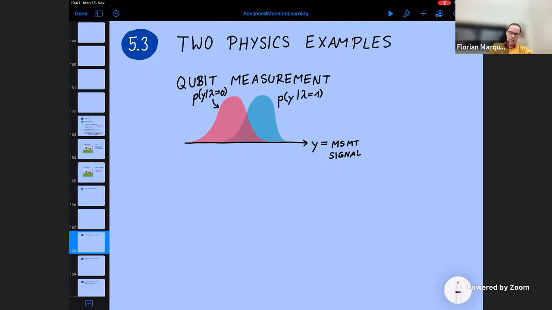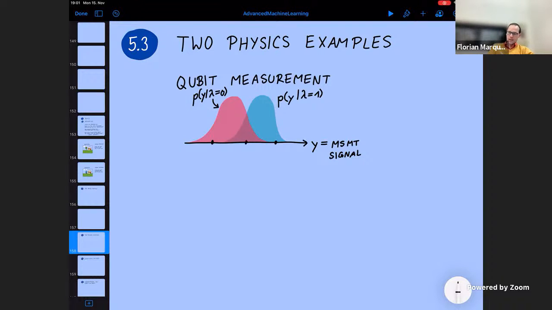If you measure y somewhere here to the left, you will be very confident that the qubit is in state 0, because if it were in state 1, it's very unlikely to see any measurement value down there. If you measure here, you're pretty sure it's in state 1. But if you measure somewhere in between where you have overlap, it's not so clear.